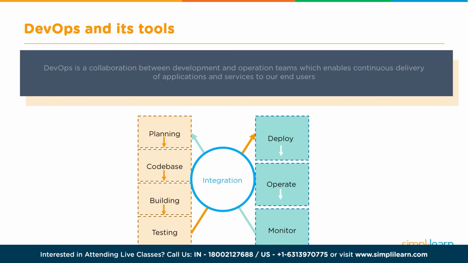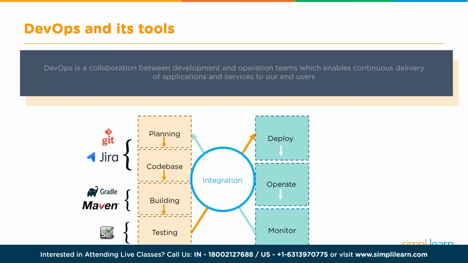If we look at the areas of integration between both groups, developers are really interested in planning, code, building, and testing, and operations want to be able to efficiently deploy, operate, and monitor. When you can have both groups interacting with each other on these seven key elements, then you can have the efficiencies of an excellent DevOps team. So for planning and codebase, we use tools like Git and Jira. For building, we use Gradle and Maven.